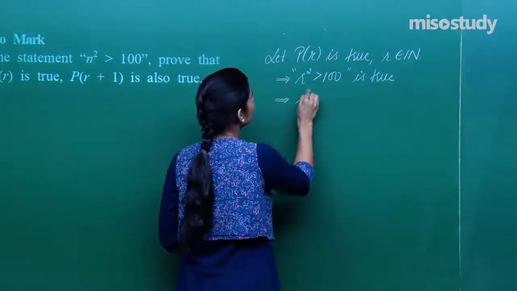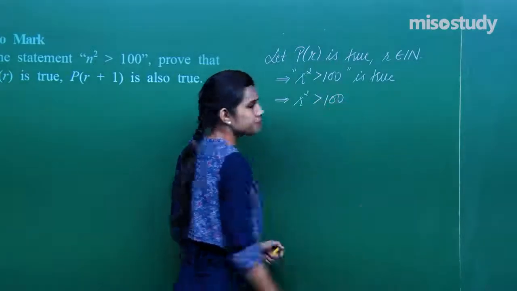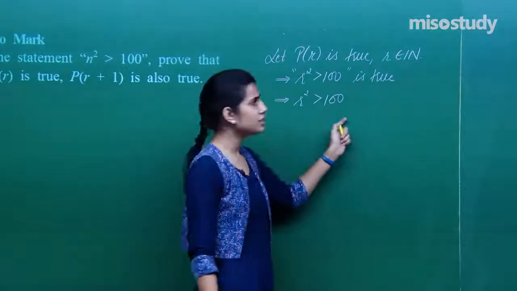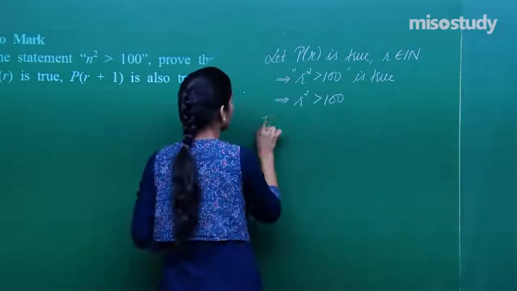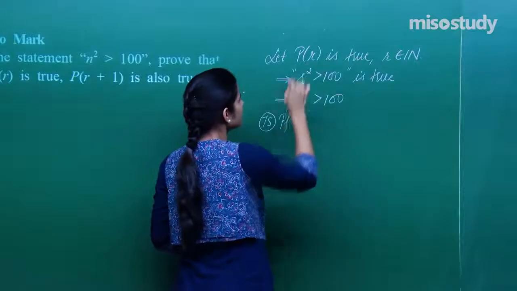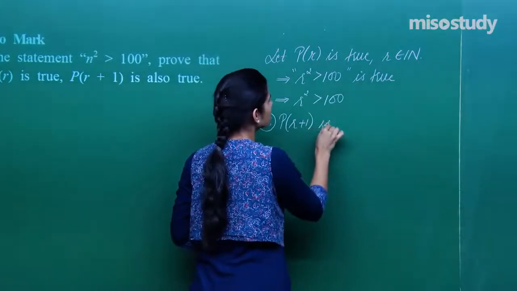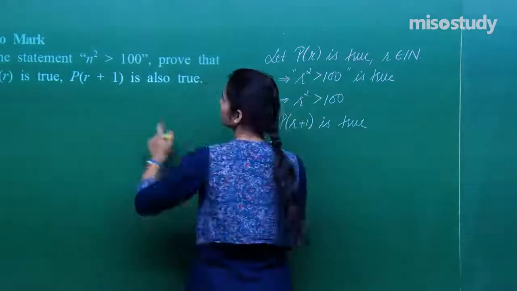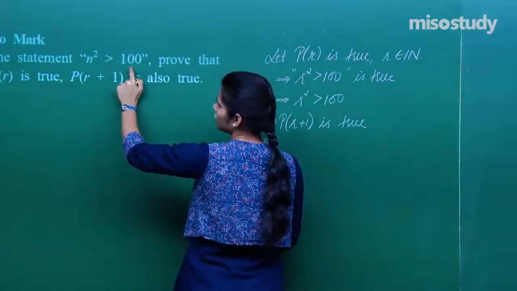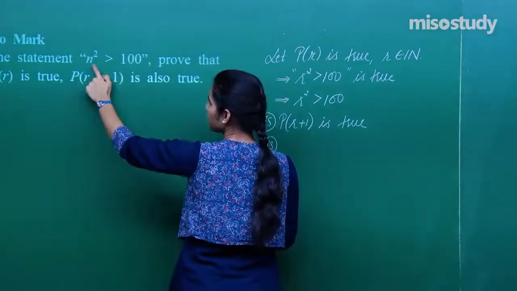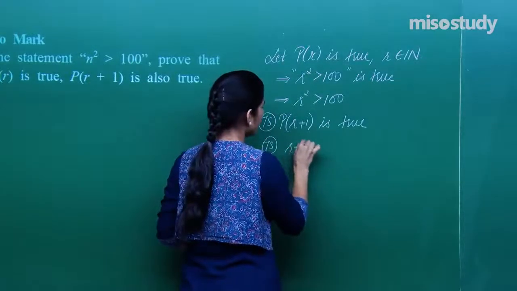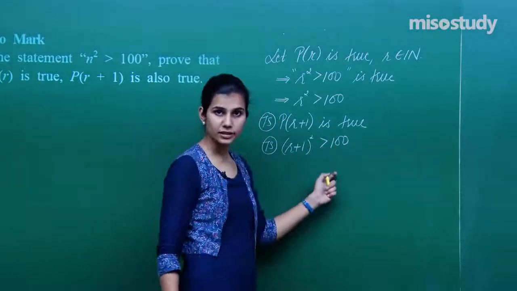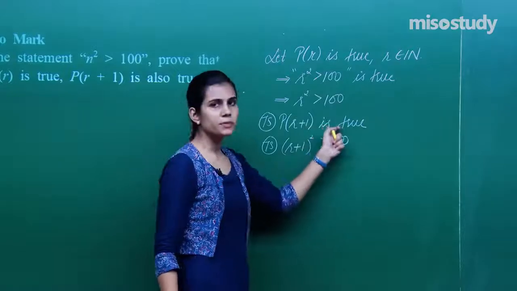This means r square is greater than 100. If Pr is true, that means this statement is true, that means r square is greater than 100. If r square is greater than 100, I have to show, if Pr is given to be true, I have to show Pr plus 1 is true. That means I have to show that n square is greater than 100. So Pr plus 1 will be (r plus 1) whole square is greater than 100. I have to show that this holds. Whenever Pr is true, then I have to show Pr plus 1 is also true.